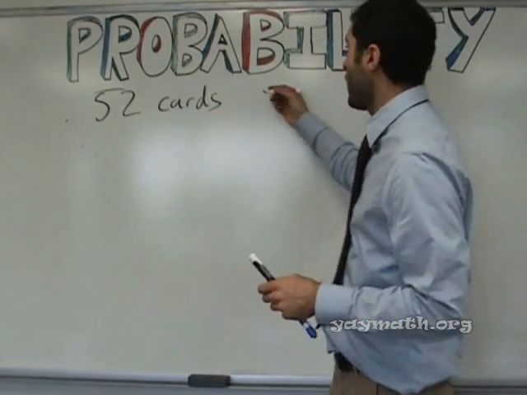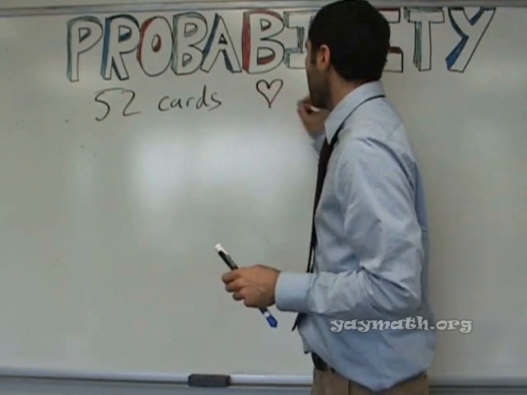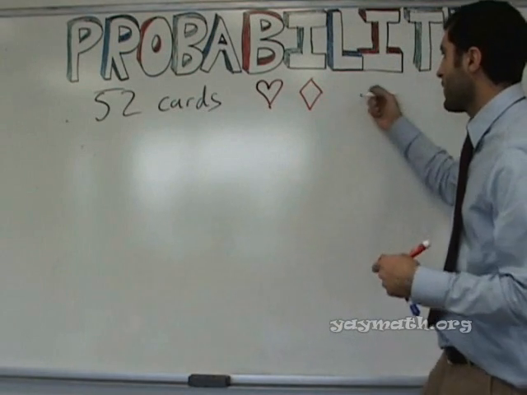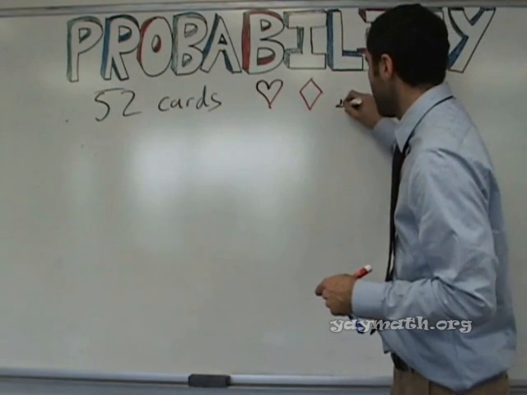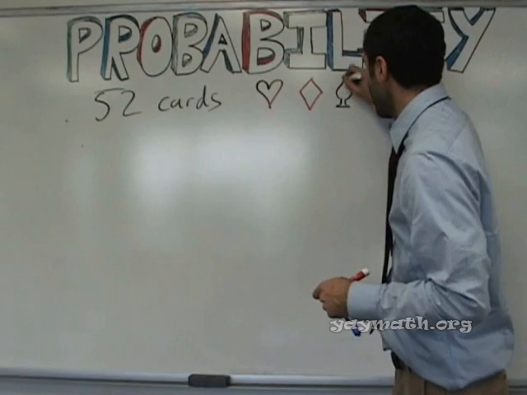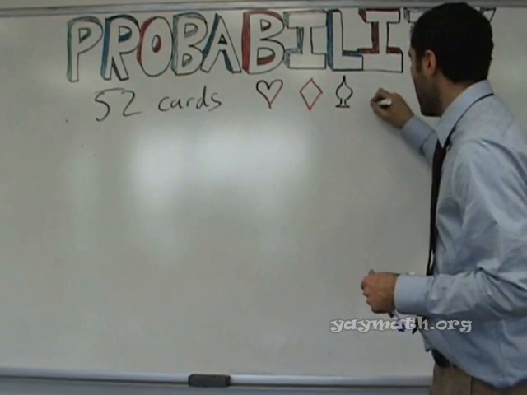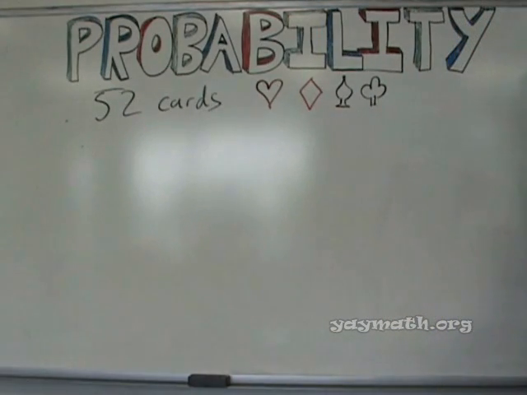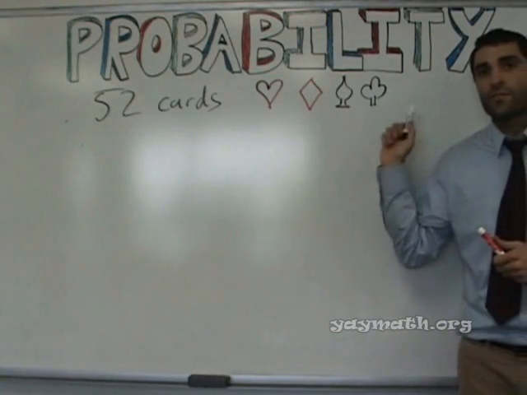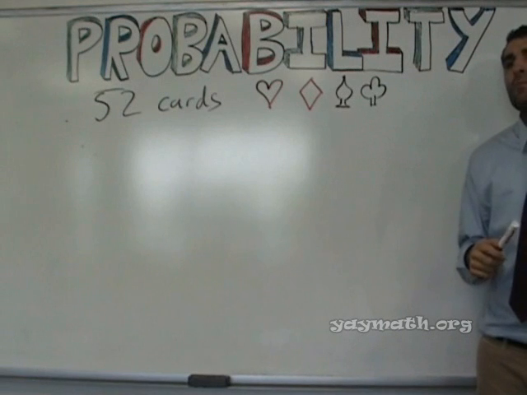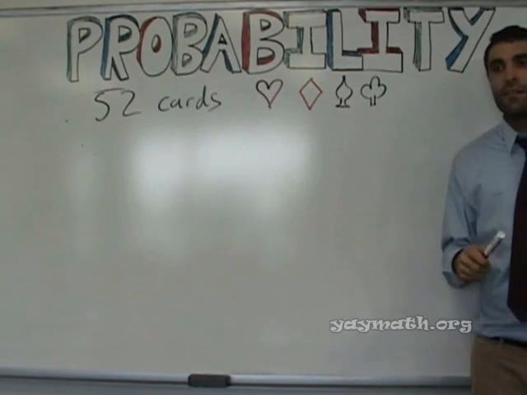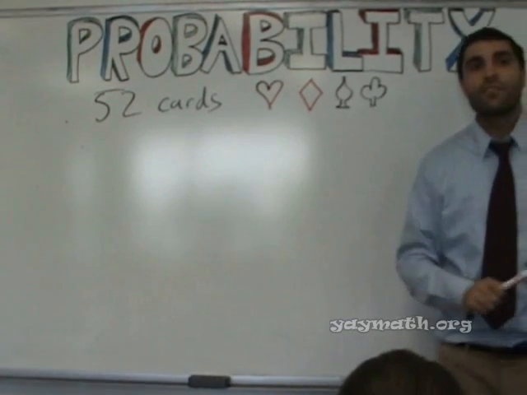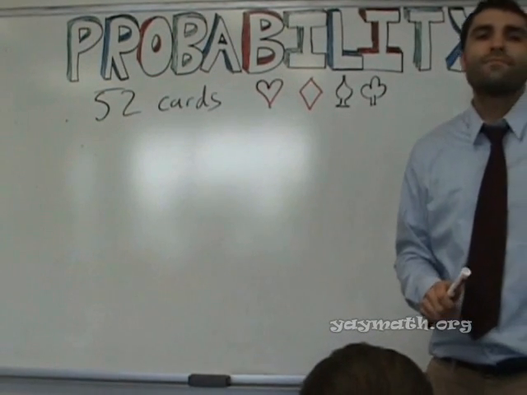Hearts. Diamonds. Spades. And clubs. Alright, that works. So there are the 4 different suits. How many different types of cards, like numbers, are there? 9 numbers. And how many picture cards? 4, counting the ace.